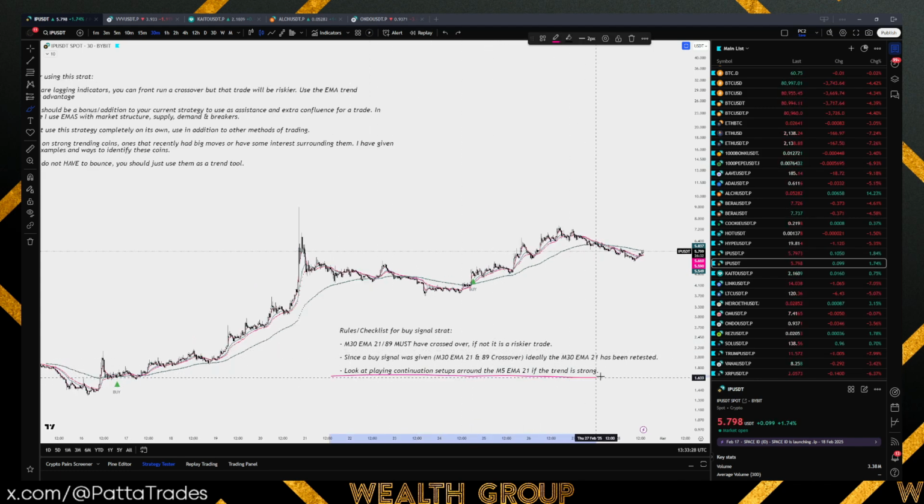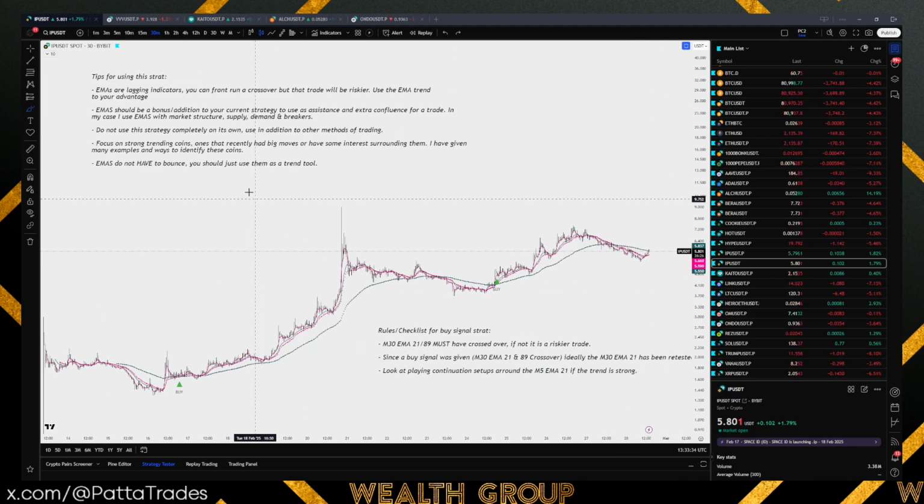Following the buy signal, look at playing continuation setups around the M5 EMA 21 if the trend is strong. So you can go back and look at part 1. This should cover everything you need to know, and all of the main pointers from part 1. But part 1 was mostly getting to know the EMAs. We're going to get onto some setups now, and the ones you should and shouldn't be taking.